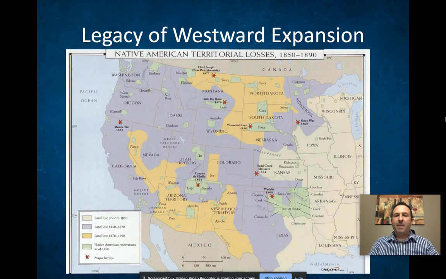Here it is by 1890. You see all these smaller battles, but you also see the smaller reservations. In fact, to the present day, 7 of the top 10 poorest counties in our country are Indian reservations. Indian reservations represent some of the most impoverished areas in our nation.